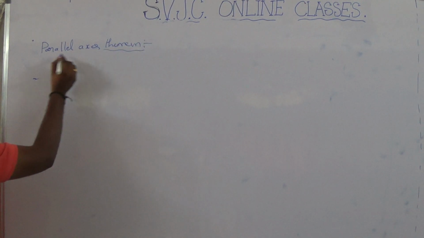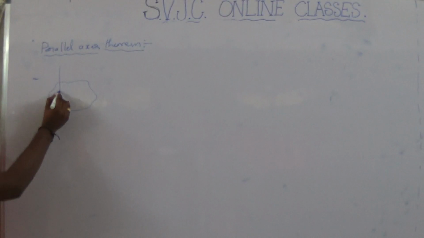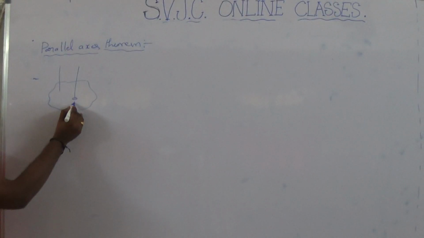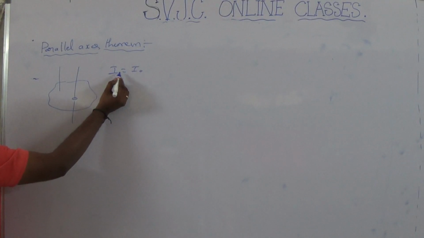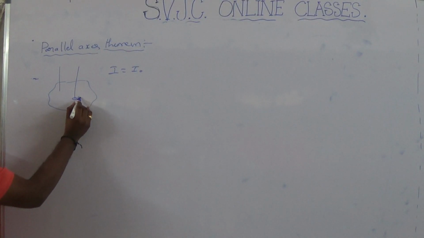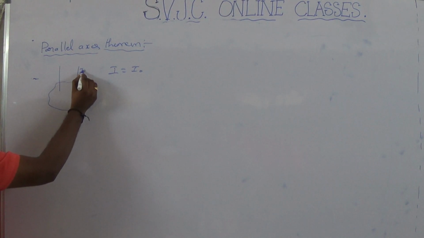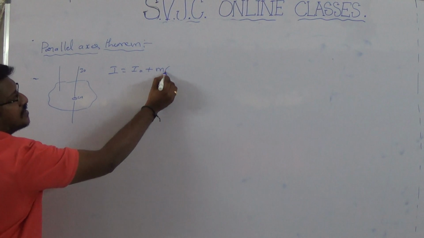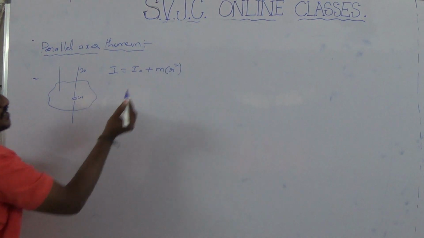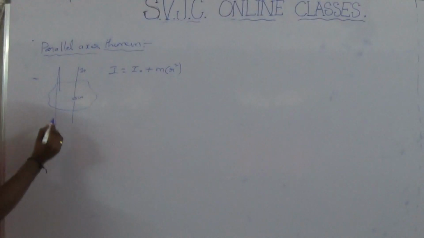In moment of inertia, the parallel axis theorem states that the moment of inertia of a body about any axis is equal to the sum of the moment of inertia of the body about the axis passing through the center of mass plus the product of mass and the square of the distance between the two axes.